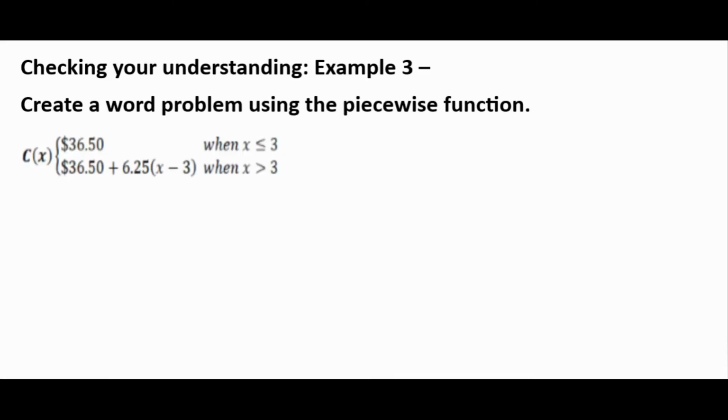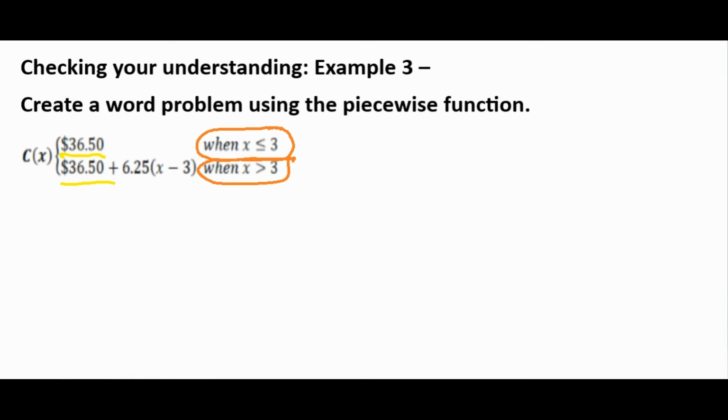Alright, a couple things to note in example number 3. You're going to create a word problem using the piecewise function. So first of all, notice that there's this $36.50 and this $36.50 both on each equation. And what we're really paying attention to is this domain over here. This is the domain restrictions. This x is less than or equal to 3, and this one down here, which is x is greater than 3. Okay, so those are the things that you want to pay attention to, because they're going to limit what this $36.50 is going to do.